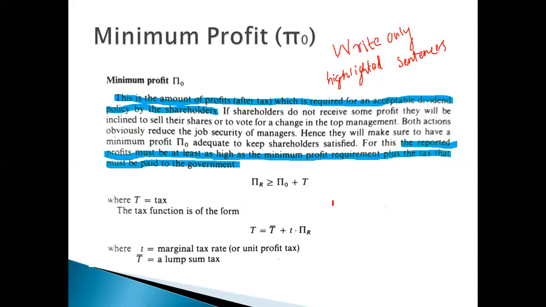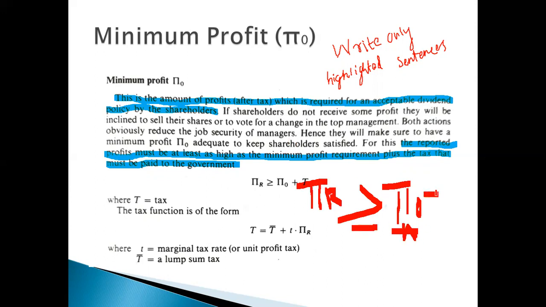That's minimum profit. So minimum profit is the amount of profit which is required for an acceptable dividend policy by the shareholders. The reported profit must be at least as high as the minimum profit requirement. Minimum profit is pi 0. So reported profit must be higher than, or equal to, this minimum profit plus T. T is the tax. So the reported profit must at least be higher than or equal to this minimum profit plus tax.